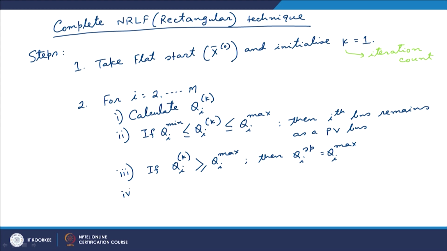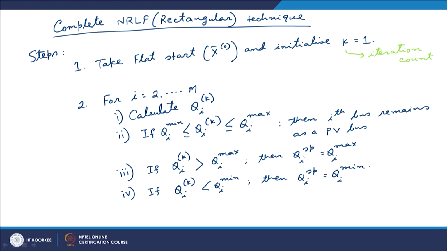And similarly, if Q_i^k is less than Q_i min, then also Q_i specified becomes Q_i min.